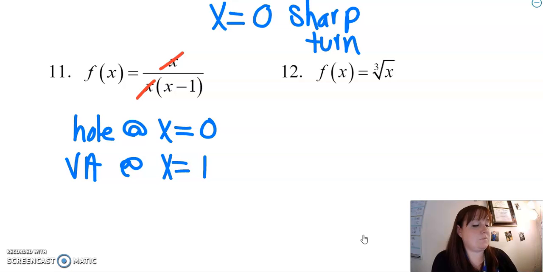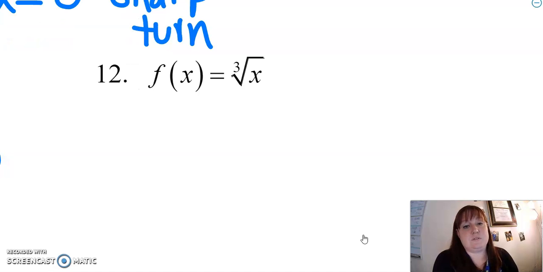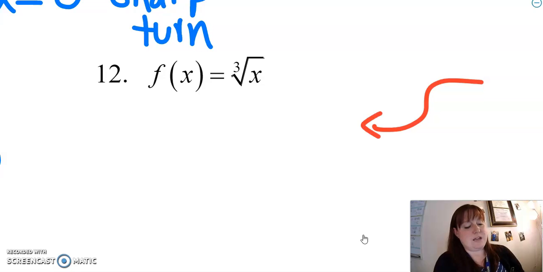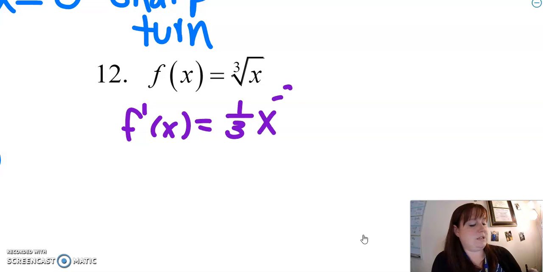Okay, and then let's look at this one. What is the derivative of this function? The first thing we want to check is the cube root function. It looks like this, and we know there's a vertical tangent there, but how do we know that with algebra? We would say the derivative of f is 1/3 x to the negative 2/3.